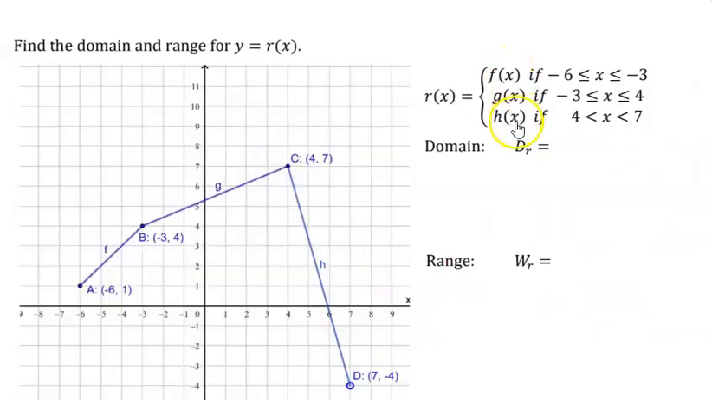The function that we have here is a piecewise defined function. We have f of x, so this part here from -6 up to -3 is the function f. The next part from -3 up to 4 is the function g, and the next part from 4 to 7 is the function h. Now we have to write down the domain.